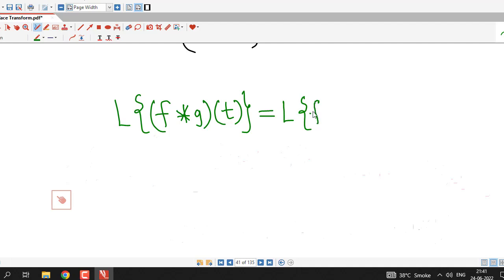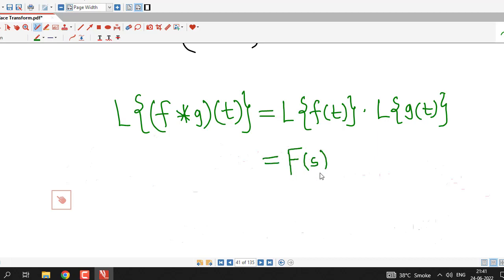We know that if we have convolution of two functions f and g, then Laplace transform of convolution is given by product of their Laplace transforms. Laplace transform of f star g equal to Laplace transform of f multiplied by Laplace transform of g, and we use these notations for Laplace transforms. Laplace transform of small f is denoted by capital F of s, and for small g we use capital G of s. From this we can write the convolution theorem for inverse Laplace transform.